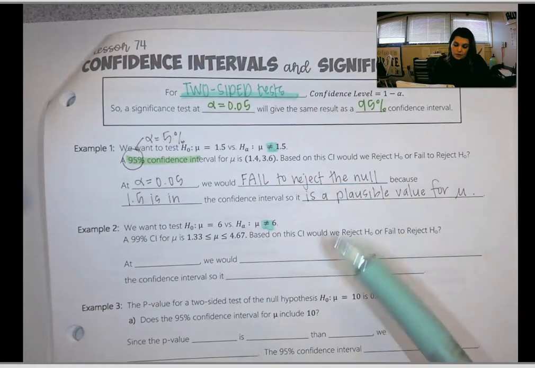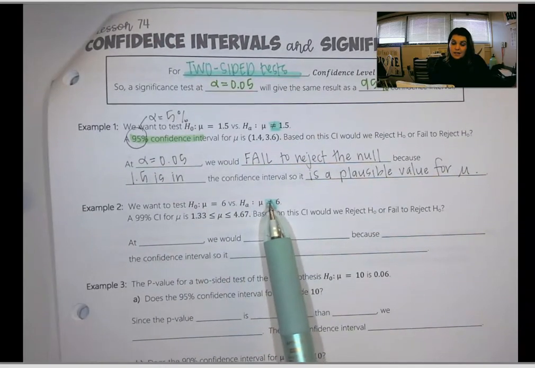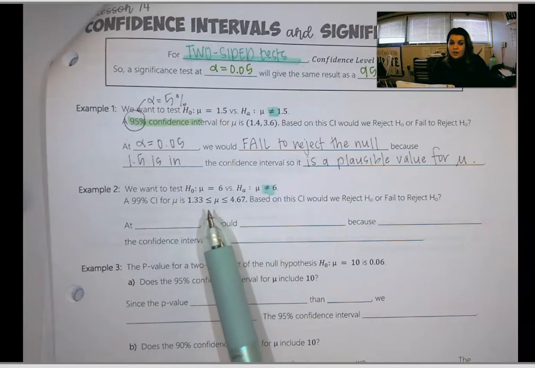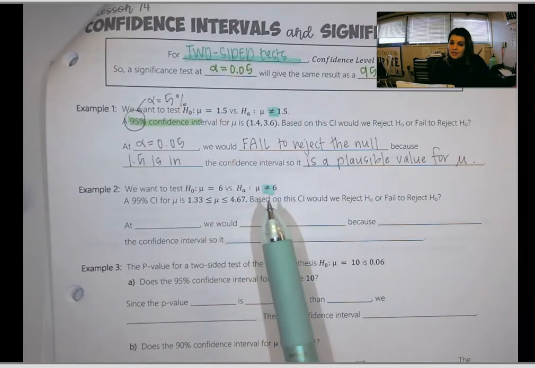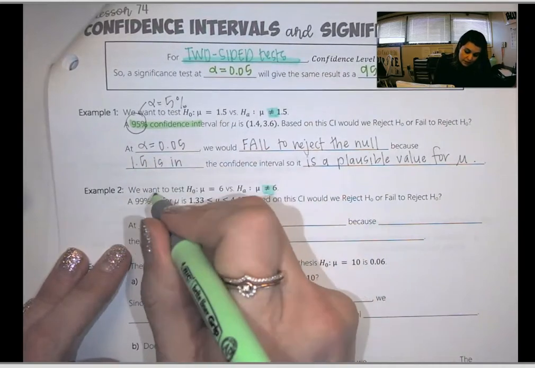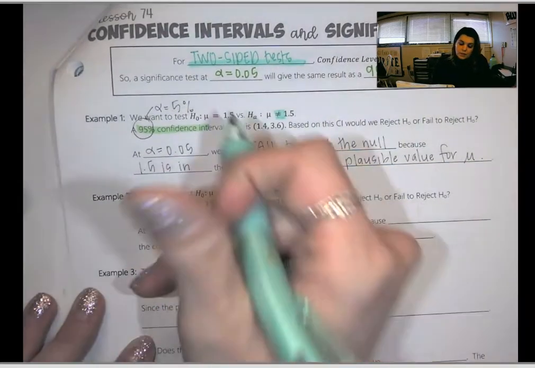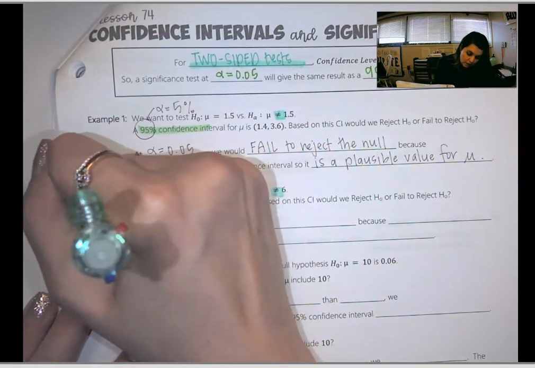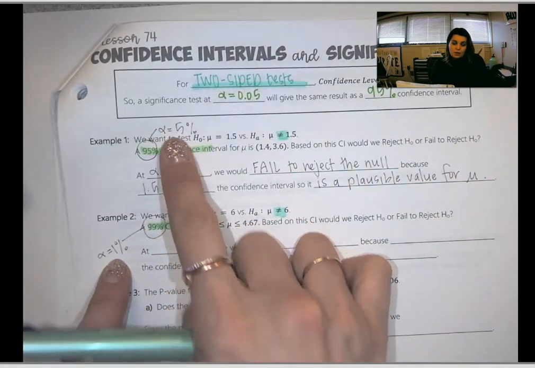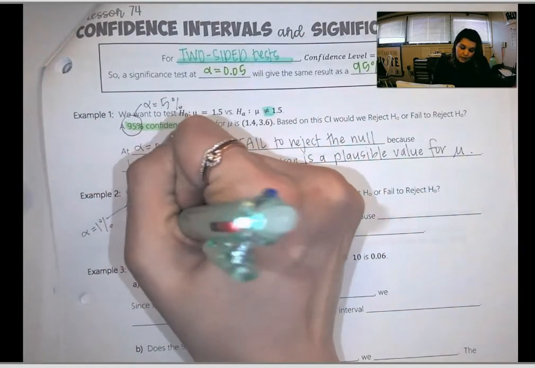Okay, next one. We want to test the hypotheses that mu is 6 against the two-sided alternative that it's not 6. What we're looking at is whether or not it's in the interval. So in this case, 6 is not in the interval. What will our alpha level be? Well, this time we're looking at a 99% confidence interval, which means that our alpha would be 1%, because they're complements of each other. So up here, 95 and 5 add to 100, 99 and 1 add to 100. So alpha is 1%.